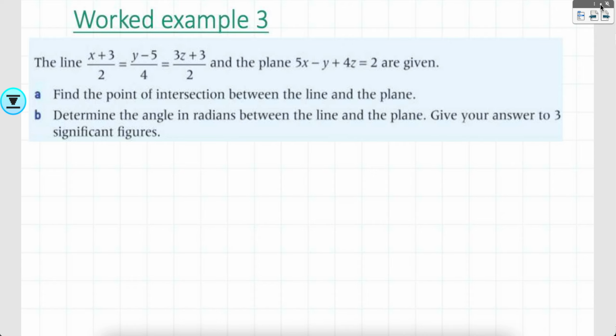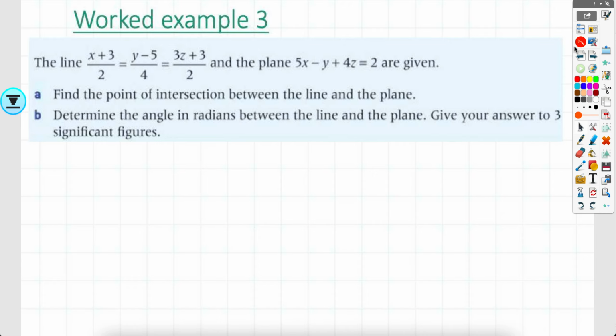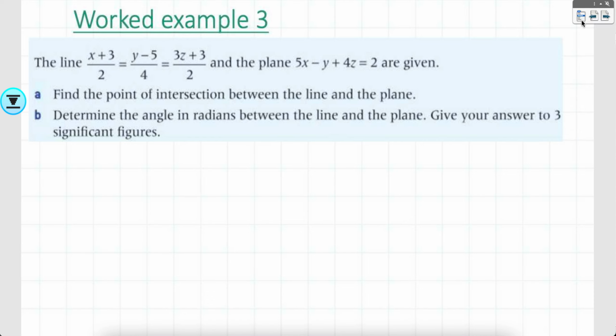So let's have a look here. First, part A wants you to find the point of intersection between the line and the plane. This just confirms that the line is not parallel, nor is it on the plane. I will do this very quickly because this is already discussed in another video. We write this in parametric form. Plus 2 lambda, 5 plus 4 lambda.